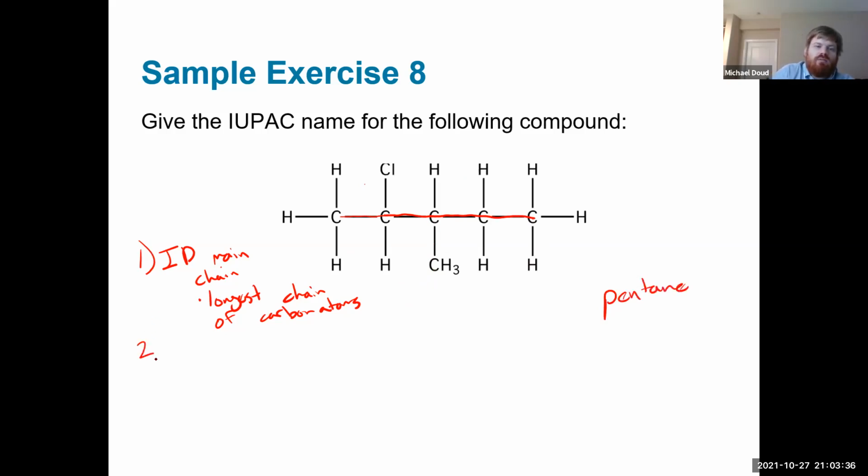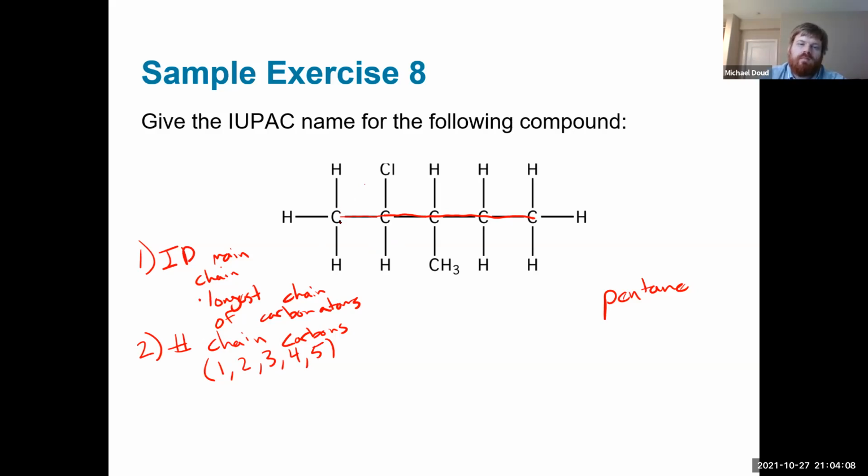Number 2, we want to number the chain. In other words, we want to number the carbons that are in the chain. So in this case, carbon 1, bonded to carbon 2, bonded to carbon 3, bonded to carbon 4, bonded to carbon 5. And now here's the key. It doesn't have to be left to right. It could be right to left, or however our molecule is organized.